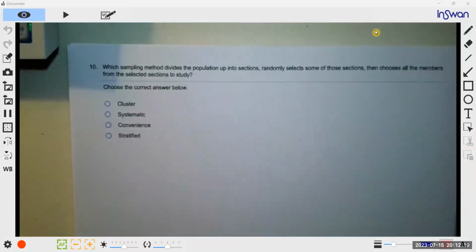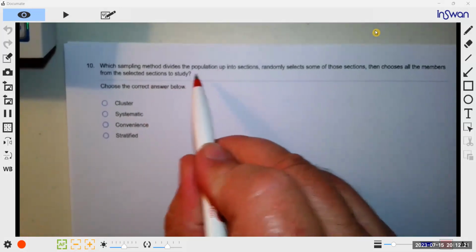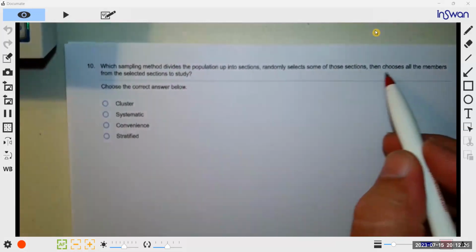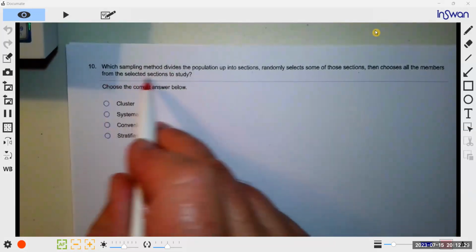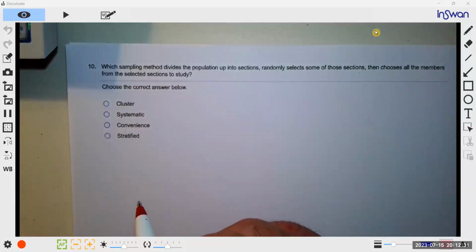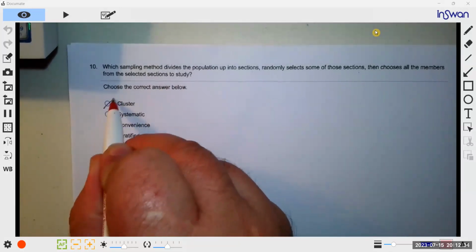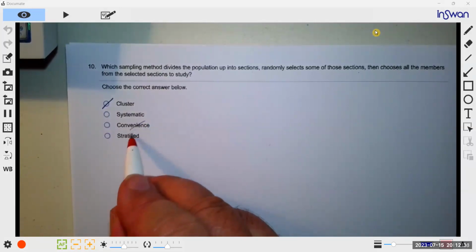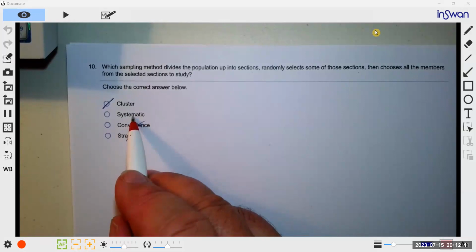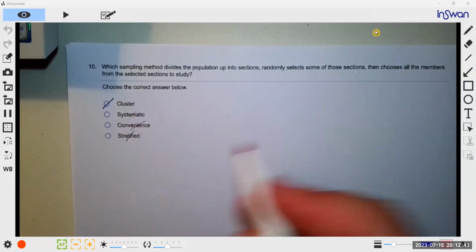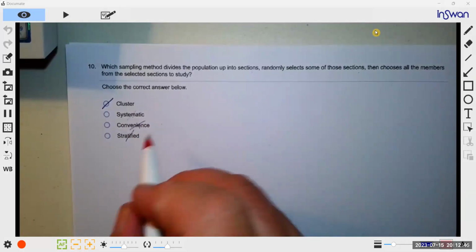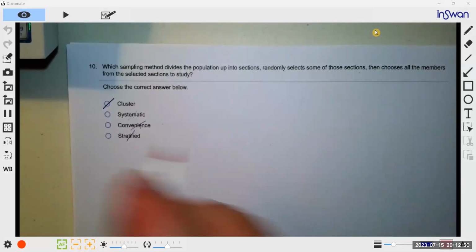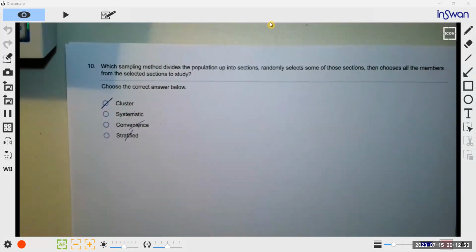And the last one. Which sampling method divides the population into sections, randomly selects some of those sections, then chooses all the members from the selected sections for the study? That, by definition, is a cluster. It's not convenience. It's not stratified. It's not systematic because it's not every 10th one or every 5th one. But this one here, you're looking at the population, you're cutting it into sections. That's by definition a cluster. All right. Good luck, everybody.